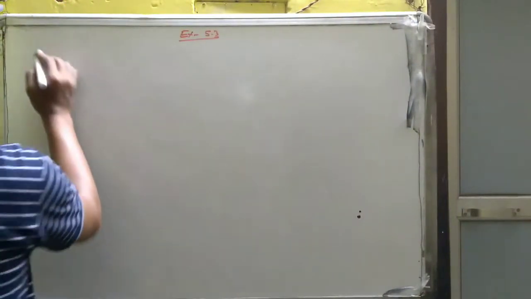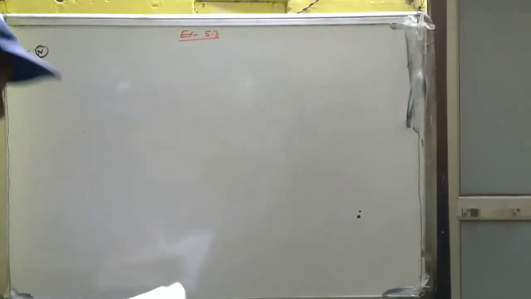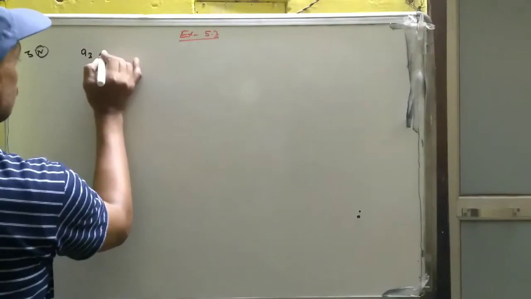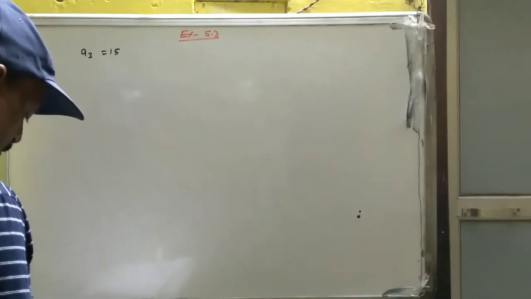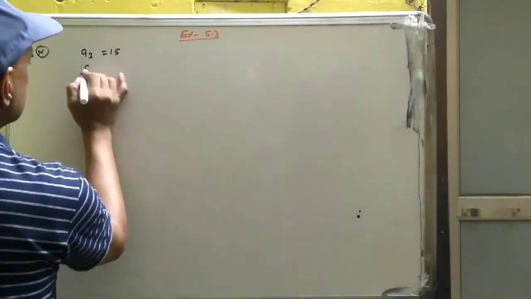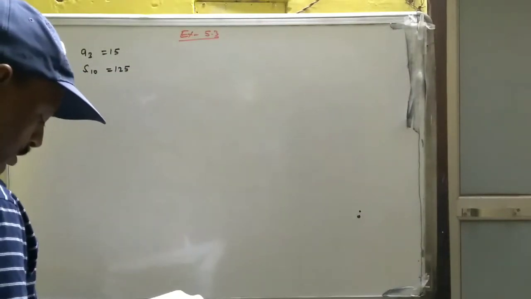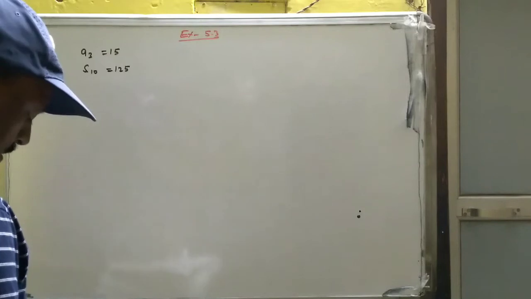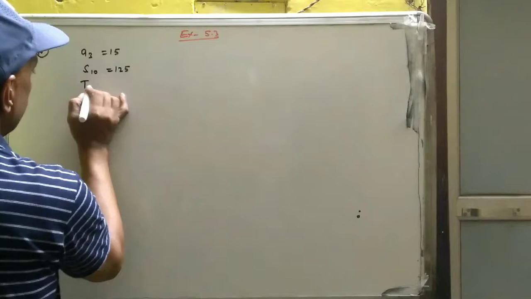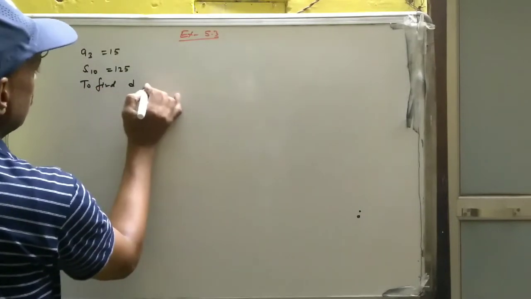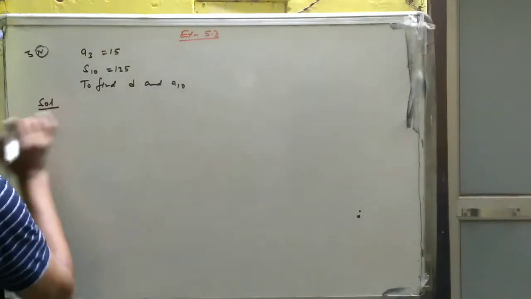In question number 3, this is the fourth question. Given A3 equal to 15, and also given S10 equal to 125. Now we have to find out D and A10.